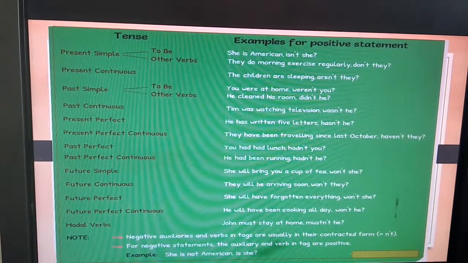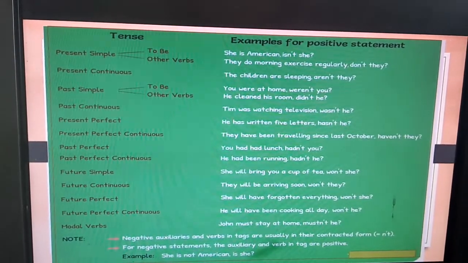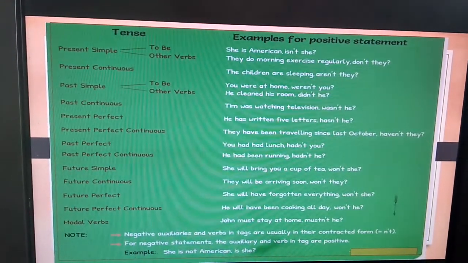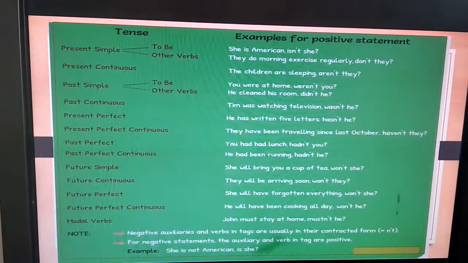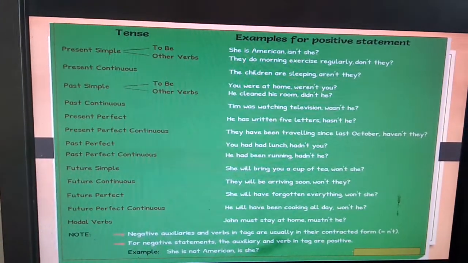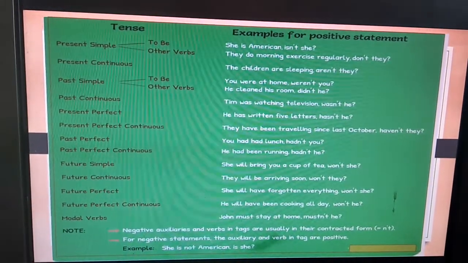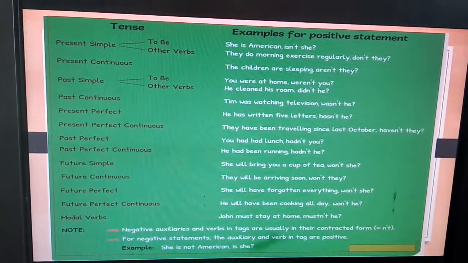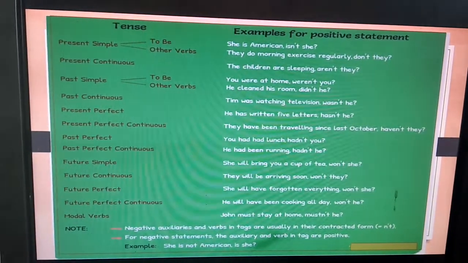Past perfect continuous. He had been running, hadn't he? Now simple future. She will bring you a cup of tea, won't she? Will turn into won't. Future continuous. They will be arriving soon, won't they? Future perfect. She will have forgotten everything, won't she? Future perfect continuous. He will have been cooking all day, won't he?